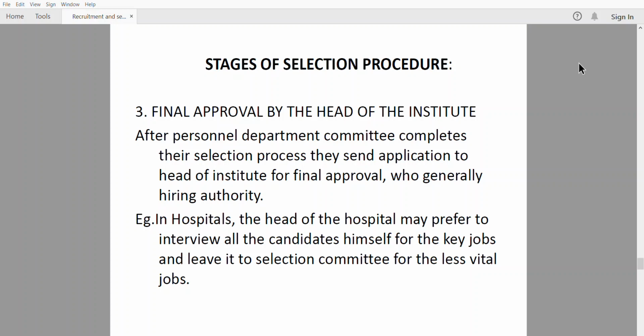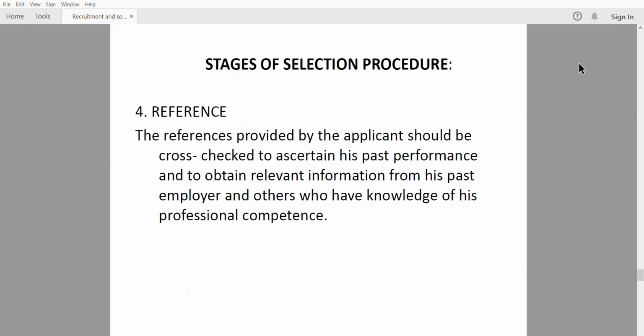After the personnel department committee completes their selection process, they send the application to the head of the institute for final approval, who is generally the hiring authority. In a hospital, the head of the hospital may prefer to interview all the candidates himself for the key jobs and leave it to the selection committee for the less vital jobs. Reference. References provided by the applicant should be cross-checked to ascertain his past performance, and to obtain relevant information from his past employer and others who have knowledge of his professional competence.